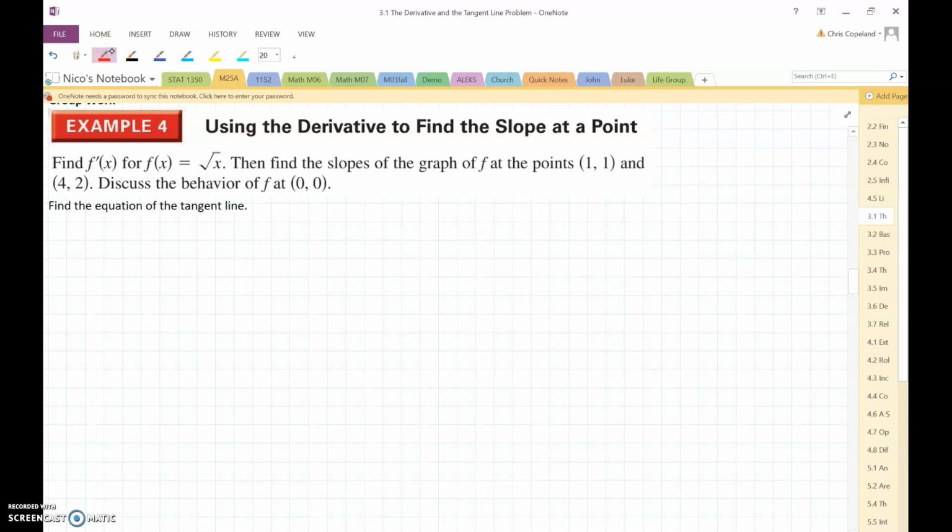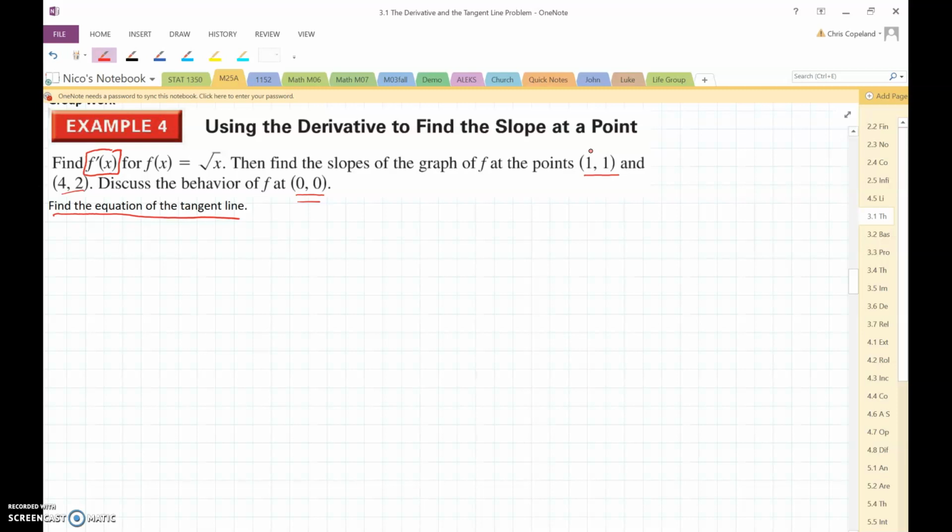Example 4. Find the derivative of f of x for f of x equals the square root of x. Then find the slopes of the graph of f at points (1, 1) and (4, 2). Discuss the behavior of f at (0, 0). Also, I added to this, we're going to find the equation of each of these tangent lines.